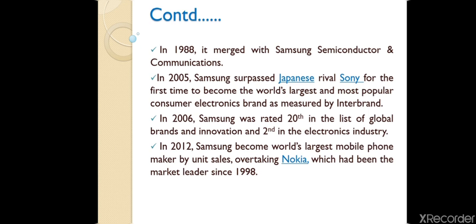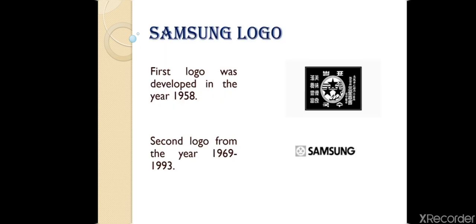After that, the Samsung Galaxy smartphone series was launched. In 2005, Samsung surpassed Japanese rival Sony to become the world's largest, most popular consumer electronic brand. In 2012, Samsung became the world's largest mobile phone maker by unit sales, overtaking Nokia, which had been the market leader since 1988. Now, the next is Samsung logo.